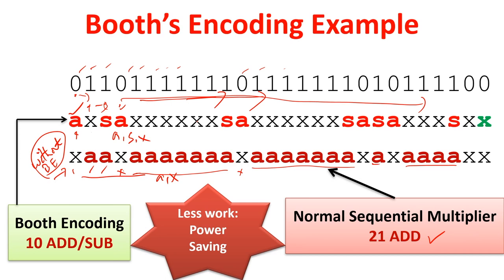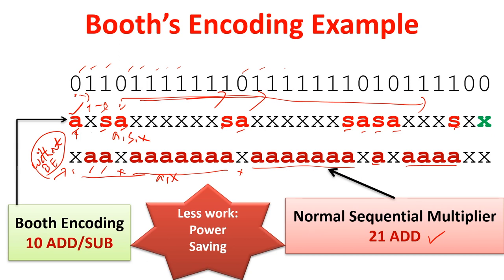If you encode this string in Booth, how many additions and subtractions are we doing, and how many X operations, meaning not-doing operations? Clearly, 1, 2, 3, 4, 5, 6, 7, 8, 9, 10. We are doing 10 additions or subtractions, and for the rest of the bits we are not doing anything. So if we use Booth encoding, we will do less work because we need fewer additions and subtractions.